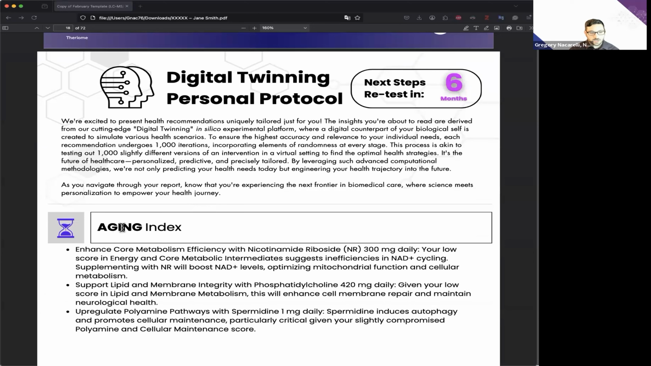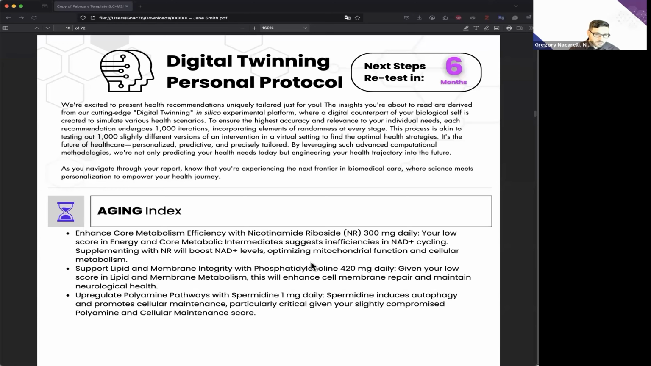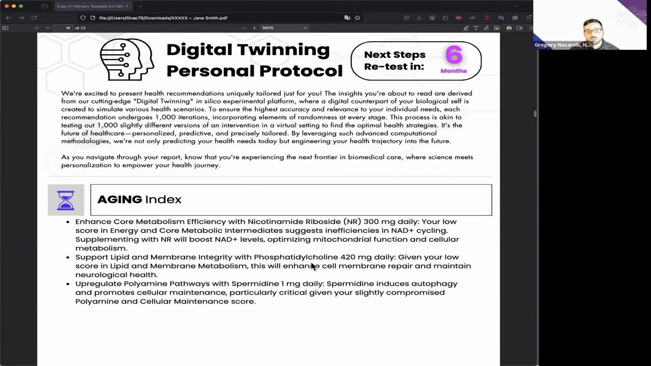So for example, in aging, we see enhanced core metabolism and efficiency with nicotinamide riboside, 300 milligrams daily. Your low score in energy and core metabolic intermediates suggests inefficiencies of NAD cycling. So the reason why the intervention is being suggested is listed here, as are the interventions. There will be various different supplement interventions, lifestyle interventions, dietary interventions, and in some cases, medication interventions that are recommended. So that is what goes into this personalized supplement protocol.